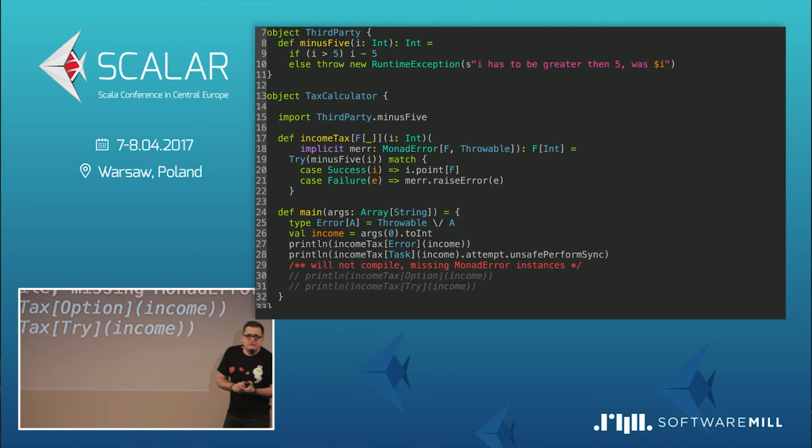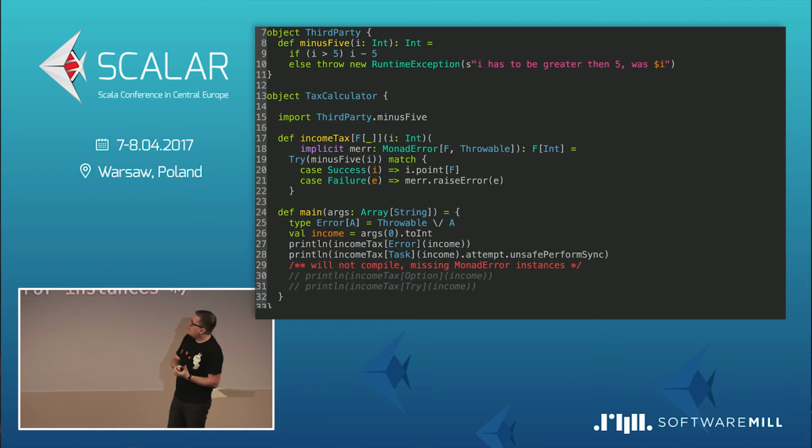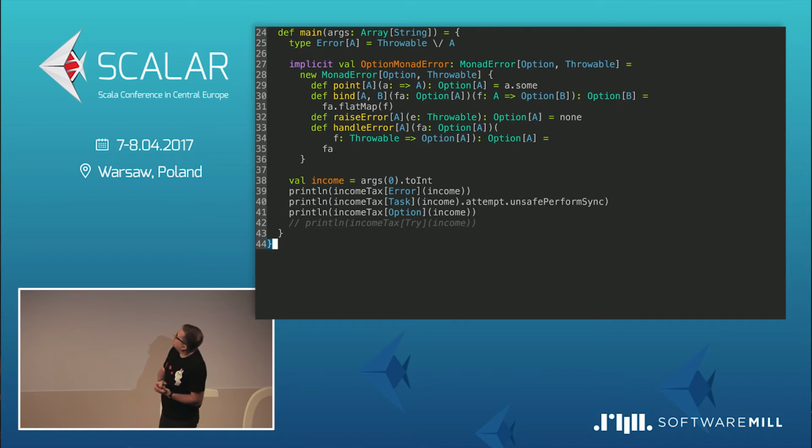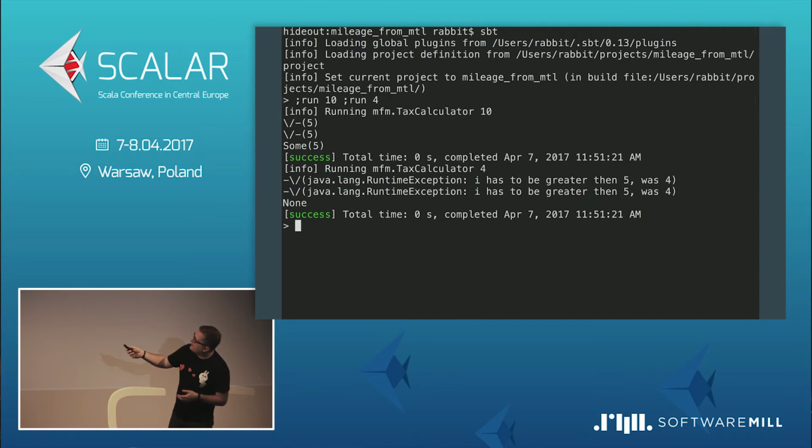The question would be, could we call with option or with try? Well, unfortunately, there are no existing instances of a MonadError type class for option and try, but we could write one, right? So let's take option, for example. We will have to provide the instance of a MonadError for option. So we would say, if you raise an error, just return none. And if you handle error, we just kind of ignore errors, so just return the original option. And this will work. And if we call it, we get 5, 5, Some(5), or we get none. We just basically ignore the error message.